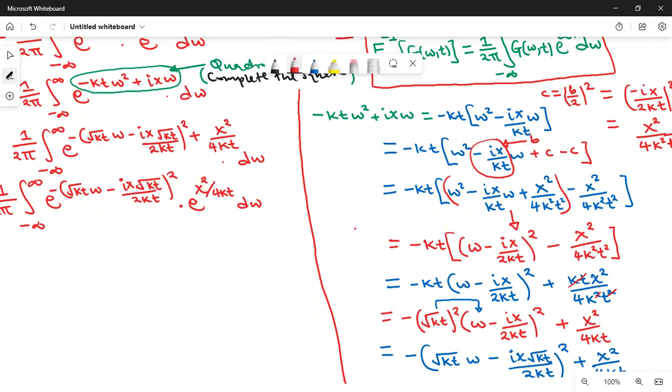And so remember, i squared is -1. So we'll expect to have kt, and so that should be a positive instead of a negative. Just a minute.